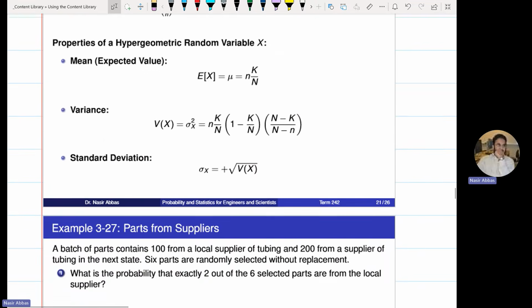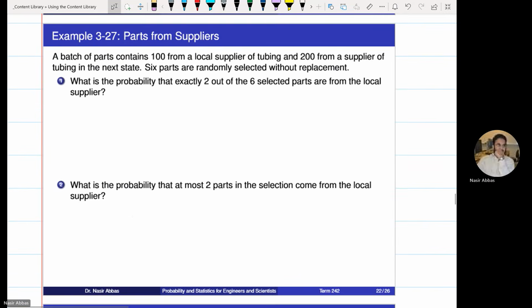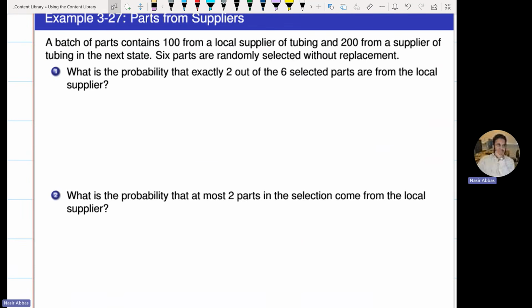Let us see a question. Read the question. The question says that there is a batch of 100 parts from a local supplier and 200 from a next state supplier. So how big is the total batch? 300. So this is your population.